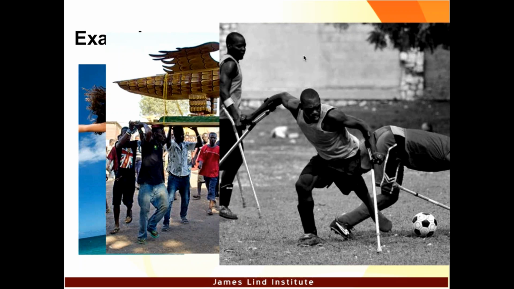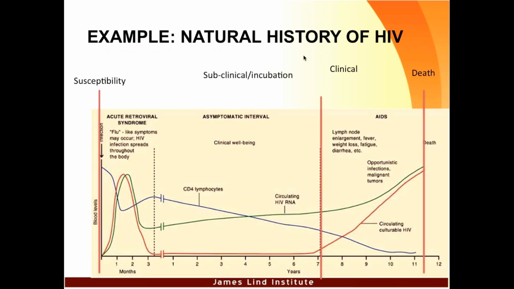So let's now take an example looking at the entire natural history of a particular disease. I've chosen HIV because it's something that everybody knows a little bit about, so hopefully you're familiar with the disease. So first we have the susceptibility period, and that would be to the left of this red line, where the arrow is pointing. At this stage, the person's not infected, and there are just possible risk factors that they're being exposed to.